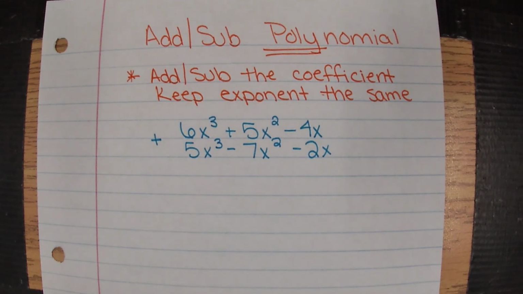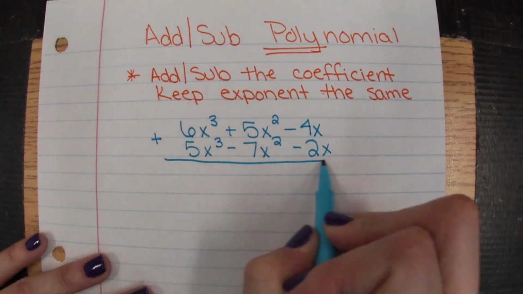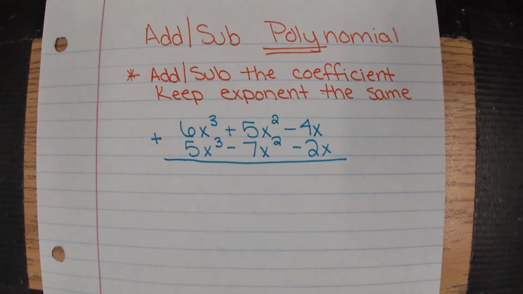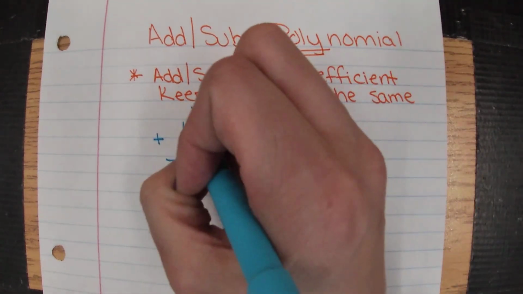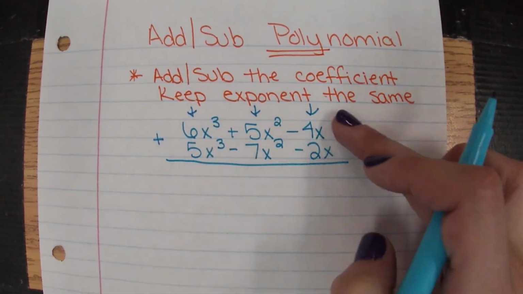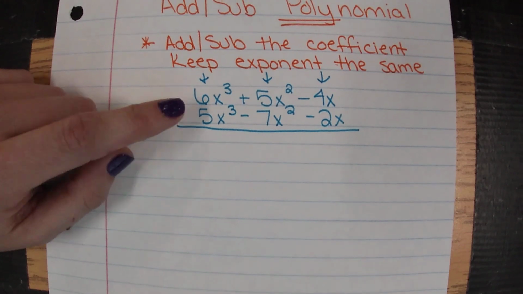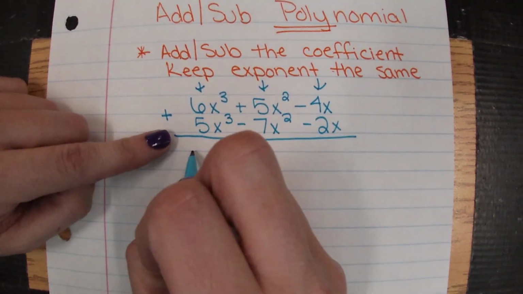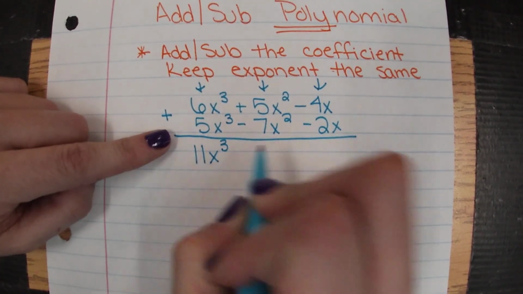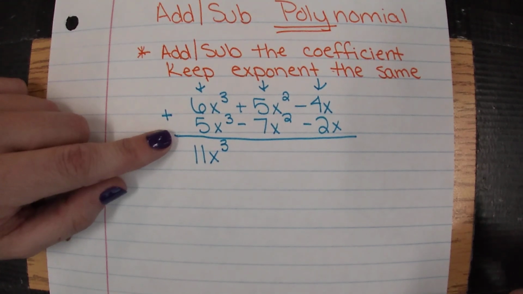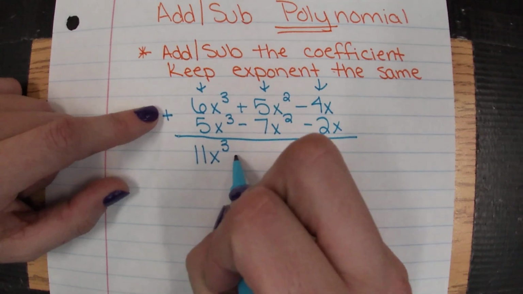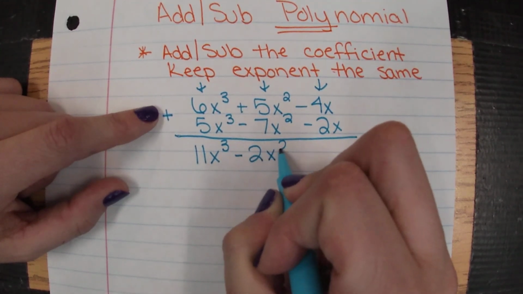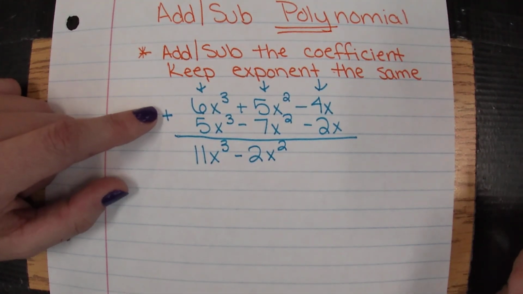Now, when we're stacked like this, it makes it nice and neat, because we're basically just going to treat this like multi-digit addition, and we're just going to add straight down each column, right? We already have all the like terms stacked. So 6x to the third plus 5x to the third, we should already know how to do, and that gives us 11x to the third. 5x squared plus a negative 7x squared gives us a negative 2x squared, right? Because the exponent stays the same.